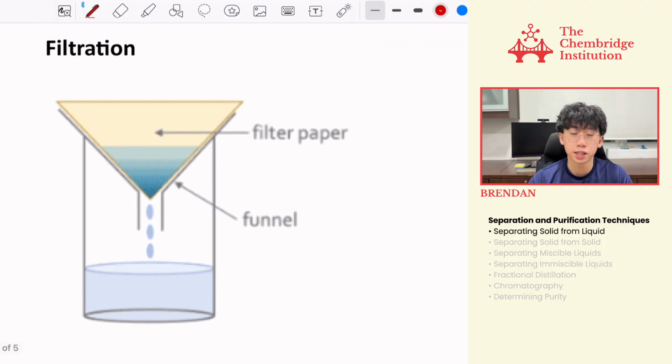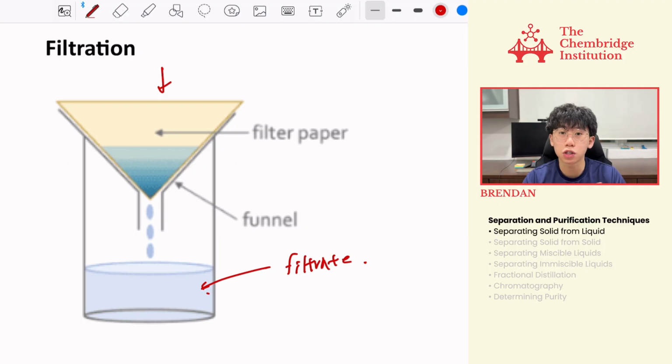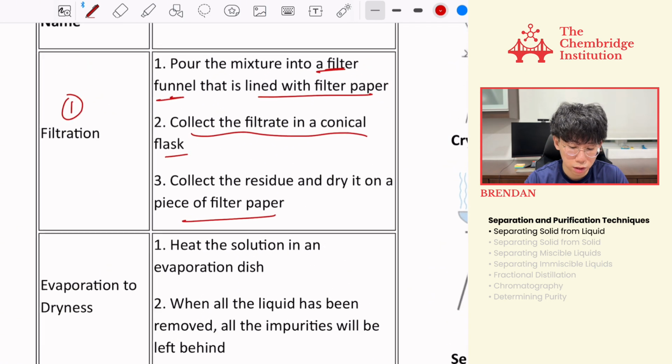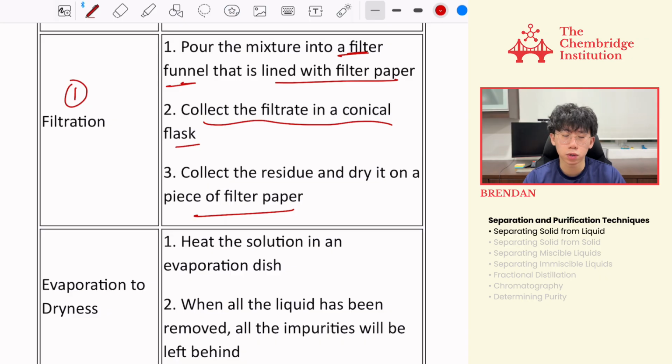So this is where your mixture is poured onto the filter funnel that is lined with filter paper. And all the filtrate, which is the stuff that is leaking down to the bottom, will be collected in a beaker below, and your insoluble solid, which is called a residue, will be caught by the filter paper. So that's exactly how you can separate a solid from a liquid.